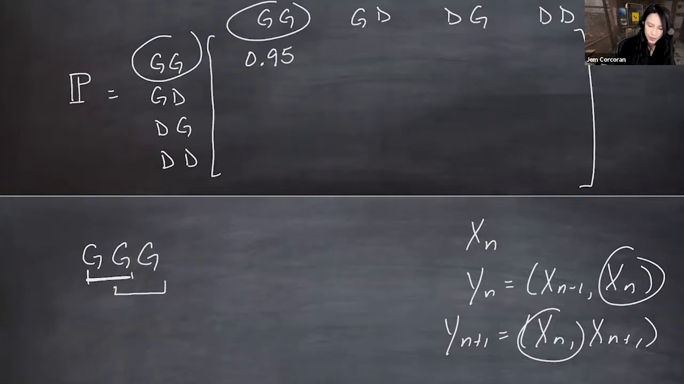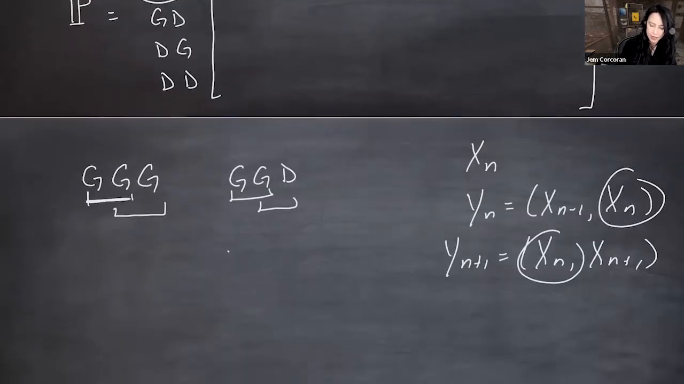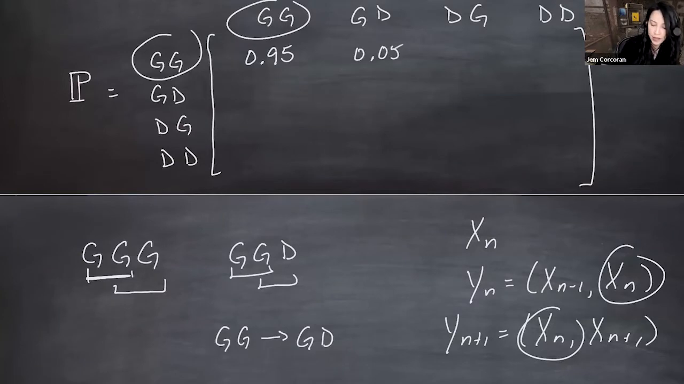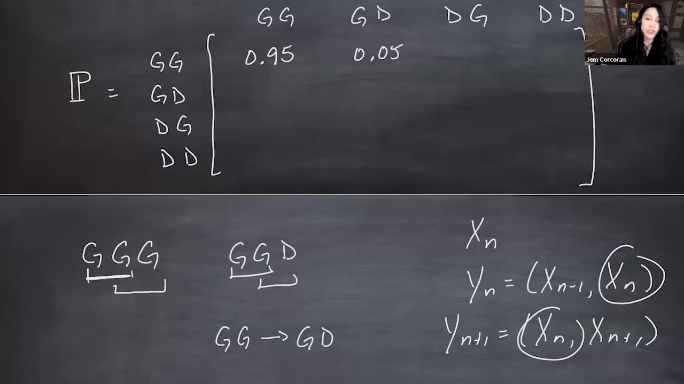And the next state in here is really like good, good, defective. So we're going from good, good to good, defective. And if the last 2 were good, the next one will be good with probability 0.95, meaning it will be defective with probability 0.05.